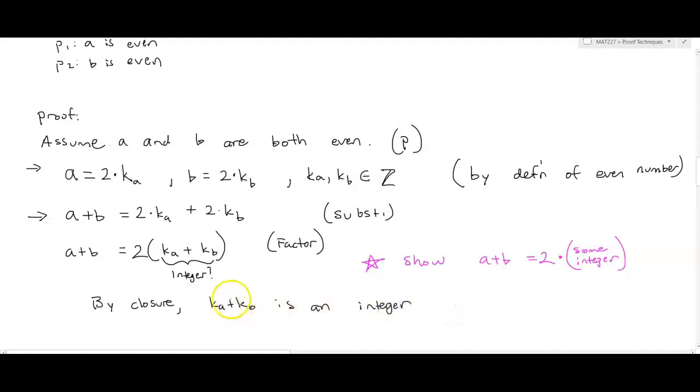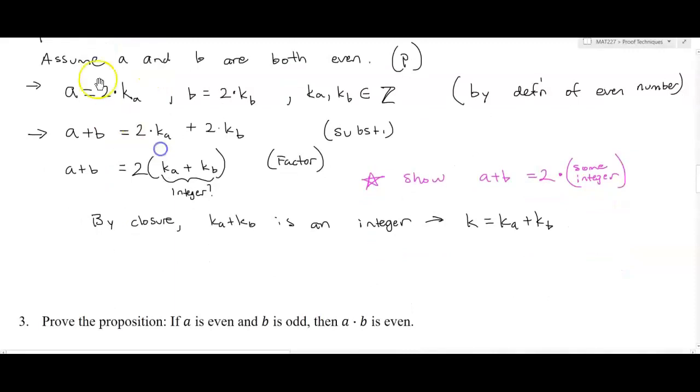So by the closure of adding together two integers, Ka plus Kb is another integer. And so let me relabel this. I'll just say K equals Ka plus Kb. It doesn't matter what you call these letters. It could be W for all intents and purposes. But the reason I do this one last step is so that it looks absolutely, irrefutably like an even number.